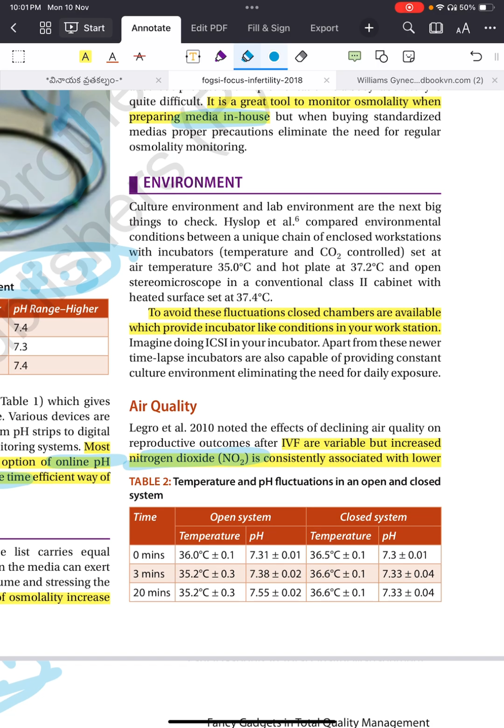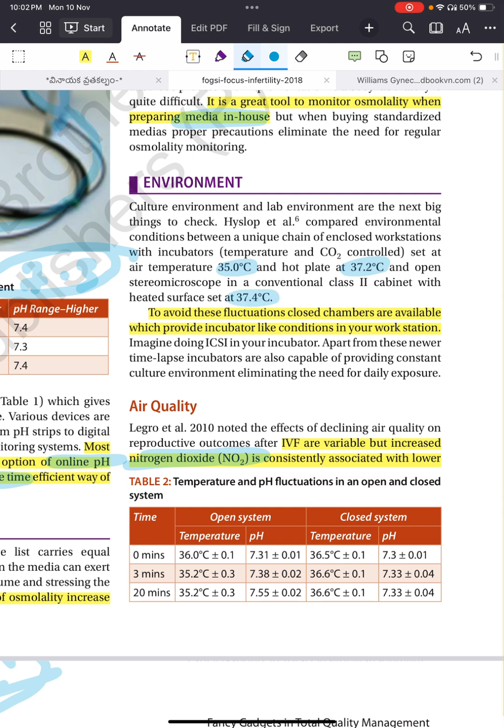Now coming to the fourth important point in the IVF lab, which is environment. Culture environment and lab environment are the next big things to check. Hislop conducted a study. He compared a unique chain of enclosed workstations with an incubator set at an air temperature of 35 degrees and a hot plate of 37.2 degrees, and an open stereo microscope in a conventional glass cabinet with a heated surface of 37.4 degrees.